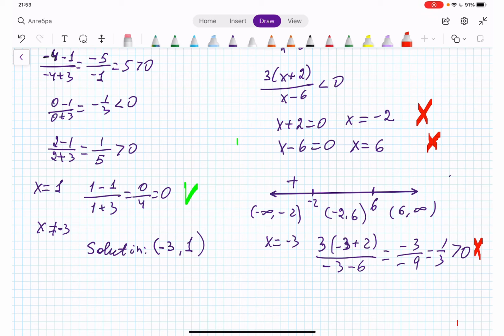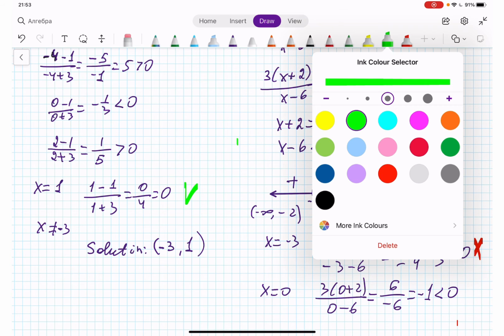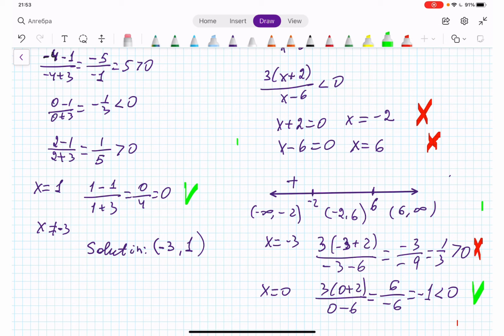Next one, we have between negative 2 and 6. Taking 0. X is equal to 0. If I plug in 0, then 3 times 0 plus 2 over 0 minus 6. It's going to be 2 times 3 is 6, divided by negative 6, equal to negative 1. This satisfies less than 0, so the answer is acceptable because it's negative.